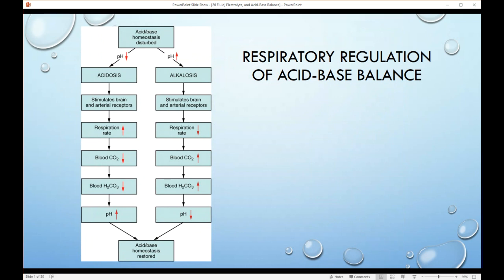Okay. We can also have respiratory alkalosis. And when we have respiratory alkalosis, that means that our pH is too high. We're on the base side of our acid-base balance. Okay. That's going to stimulate our brain and arterial receptors as well to decrease our respiratory rate. Okay. When we decrease our respiratory rate, our blood carbon dioxide level is going to go up, our blood carbonic acid level can go up, and then our pH can go back down to normal.